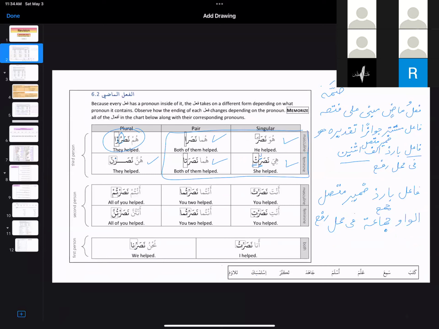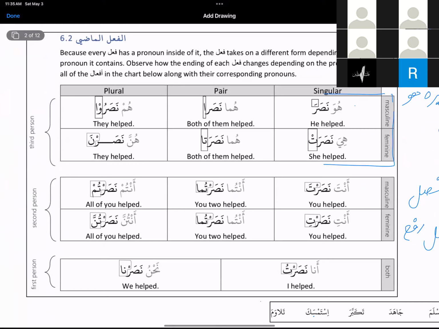Okay, and now we were talking about the fa'il. Nasarata, the alif is the fa'il. Obviously for all these pairs, huma masculine, huma feminine, and then antuma, both masculine and feminine, they have alifu isnain as the fa'il, because alifu isnain is the sign of duality. And in the plural column, the waw is the fa'il.